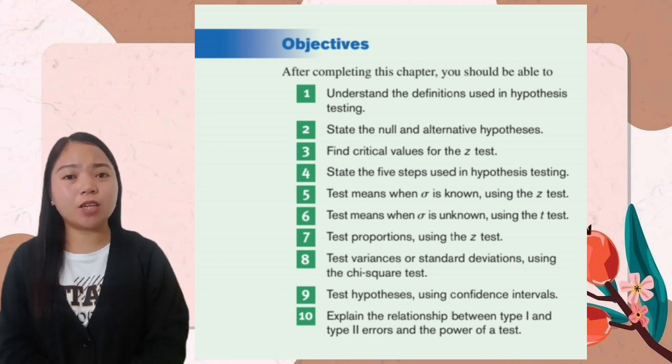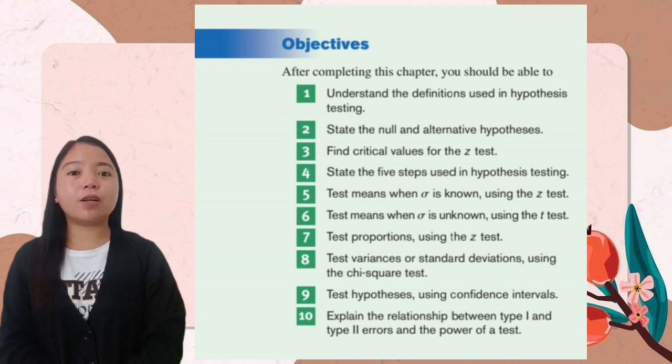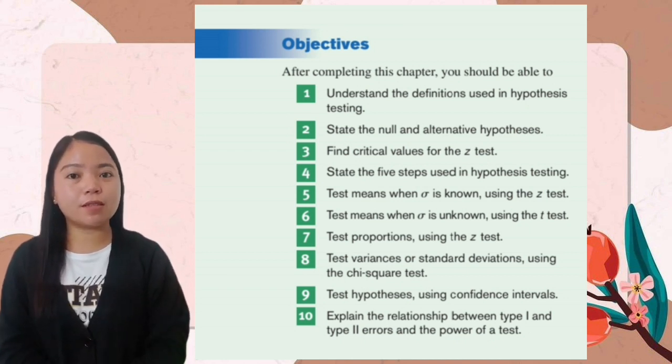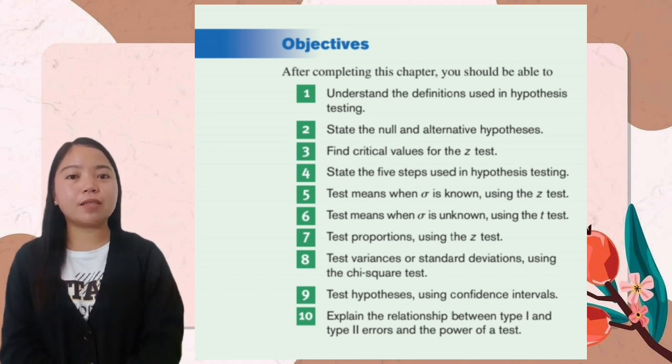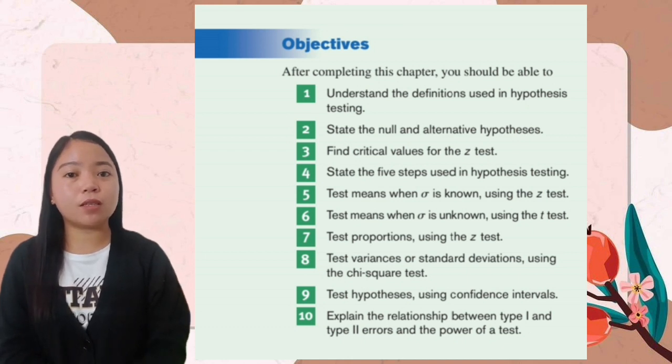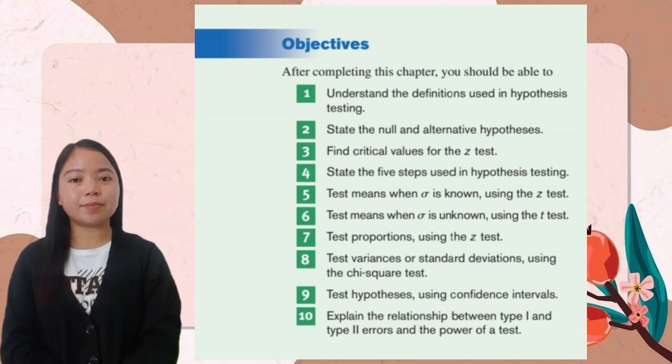State the null and alternative hypothesis. Find critical values for the z-test. State the 5 steps used in hypothesis testing. Test means when sigma is known using the z-test. Test means when sigma is unknown using the t-test. Test proportions using the z-test. Test variances or standard deviations using the chi-square test. Test hypothesis using confidence intervals. Explain the relationship between type 1 and type 2 errors and the power of a test.